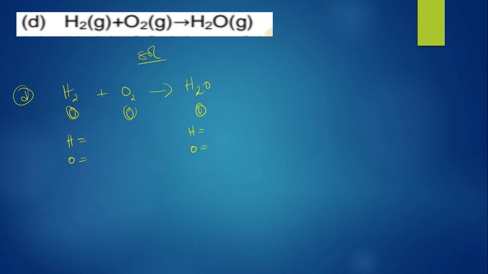Then what do? Hydrogen, the atoms, it's 2 this side. What about on your right hand side? It's 2. And then oxygen on your left hand side here, on the reactants, it's what? 2. What about on the right hand side here, on the products? It's 1. Obviously in terms of hydrogen, it's balanced, but in terms of oxygen, it's not balanced.